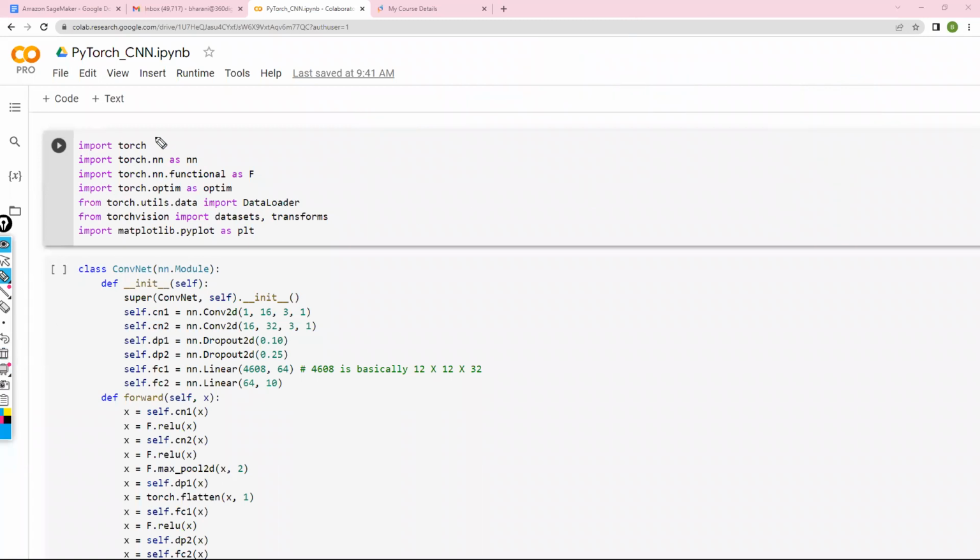So you're importing the various libraries: Torch, neural network as NN. There is functional neural network capabilities, optimizer, data loader. Torch Vision is used to deal with image related activities, and you're importing the datasets, etc. You're importing Matplotlib.